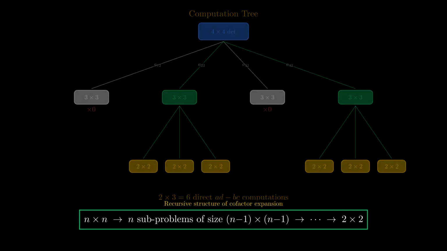This reveals the recursive nature of cofactors. An n by n determinant spawns n subproblems, each of size n minus 1. Those subproblems spawn their own subproblems, shrinking all the way down until we reach 2x2 matrices that we can compute directly. Here's a common mistake to watch out for: confusing the checkerboard sign with the entry's own sign. These are separate things. Let's walk through an example carefully.